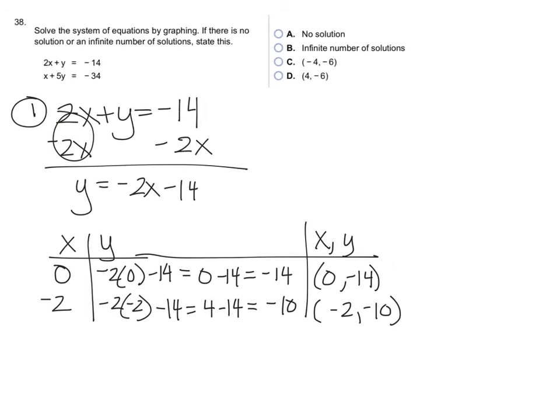Now what I would typically do is go to my graph, plot those points, and make the line. But for the sake of space on my whiteboard, I'm going to go ahead and find ordered pairs for the second equation, and then we'll plot both lines together on the next slide.